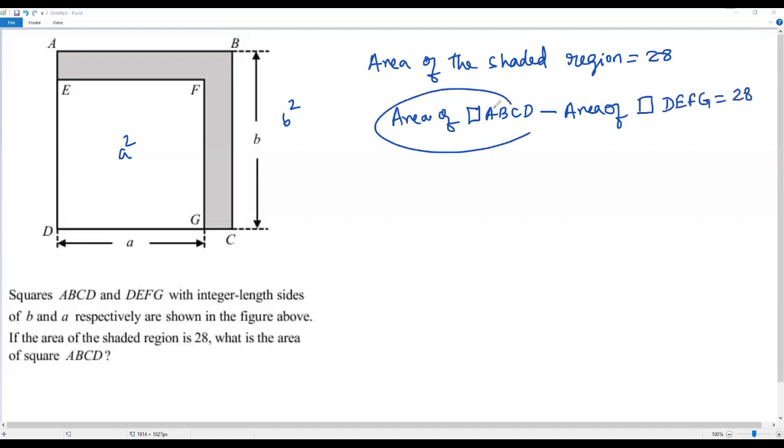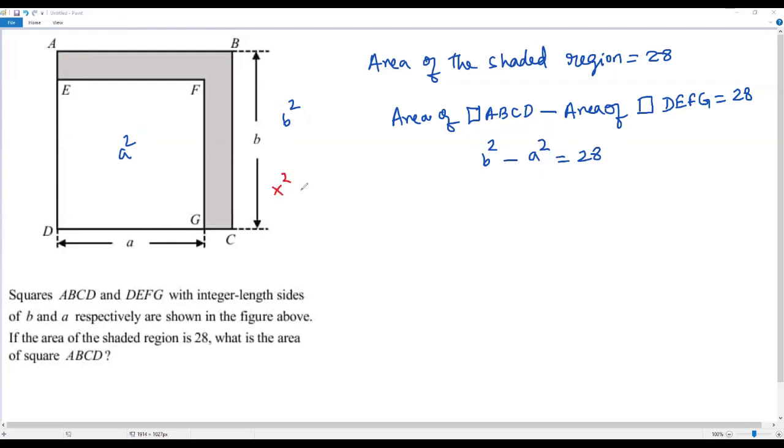Okay, what is the area of the bigger square ABCD? That is B squared, because the length of each side of the bigger square is B. So to get the area, we have to multiply the side by itself, that is B multiplied by itself, B squared. Negative area of the smaller square, which is A squared, that is A times A, equals 28. Okay, now we can consider the algebraic identity to factor this B squared minus A squared.